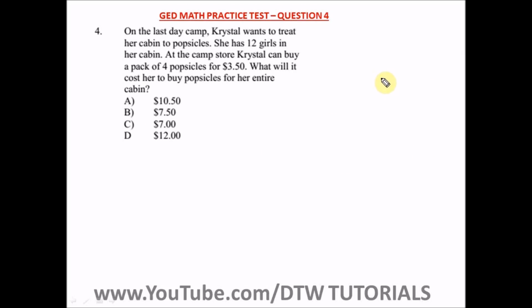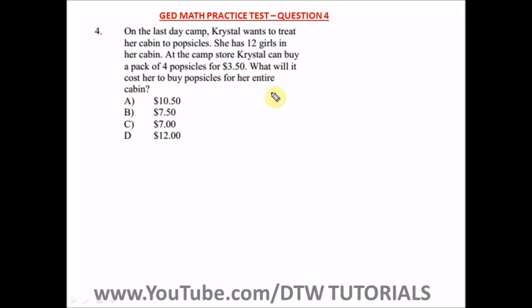Question 4 of the GED Maths Practice Test says, on the last day of camp, Crystal wants to treat her cabin to popsicles. She has 12 girls in her cabin. At the camp store, Crystal can buy a pack of 4 popsicles for $3.50. What will it cost her to buy popsicles for her entire cabin?